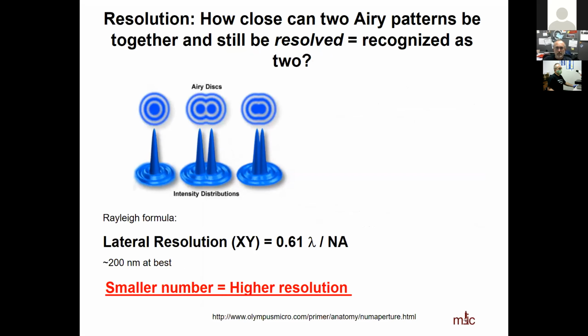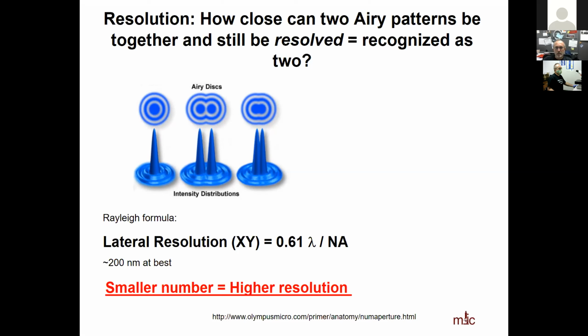So now that we know what an Airy disk or Airy pattern is, we can talk about resolution, because resolution tells us how close those two Airy disks can be together and we can still tell that it's two and not just one. There is a formula for that, one of the formulas, but this one is used fairly often. It's 0.61 times the wavelength of light divided by numerical aperture. As you can see, there is nothing about magnification of the objective, because that's not really what determines resolution.